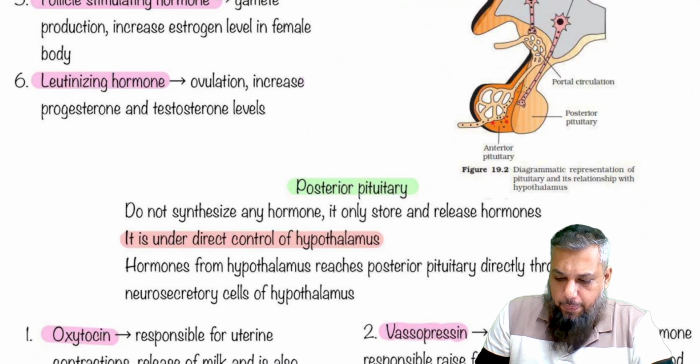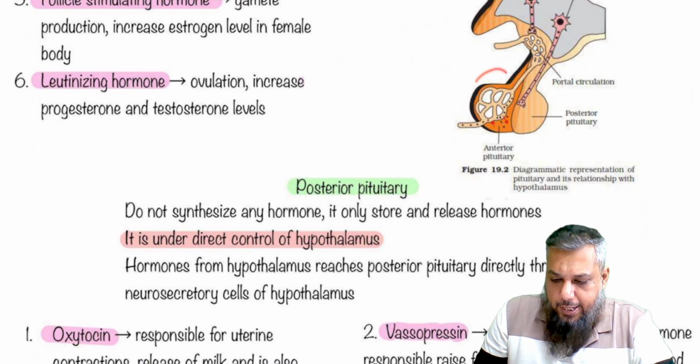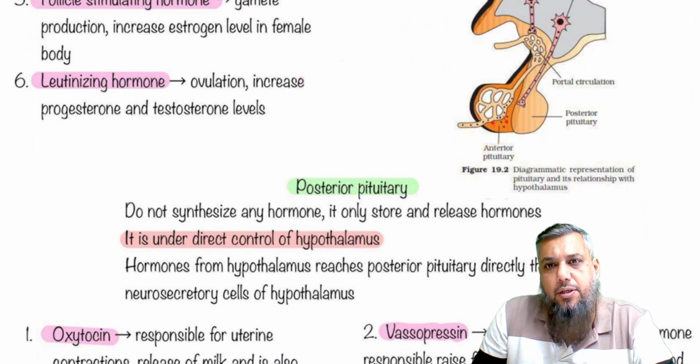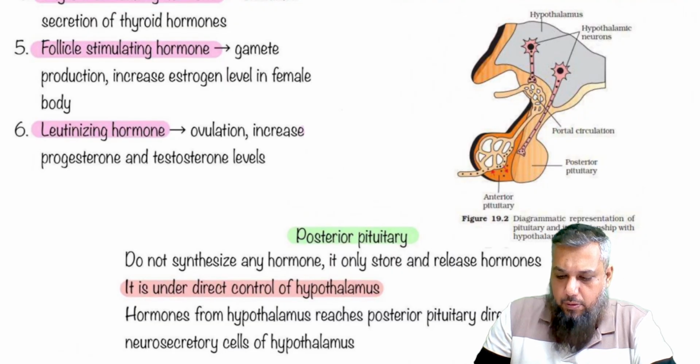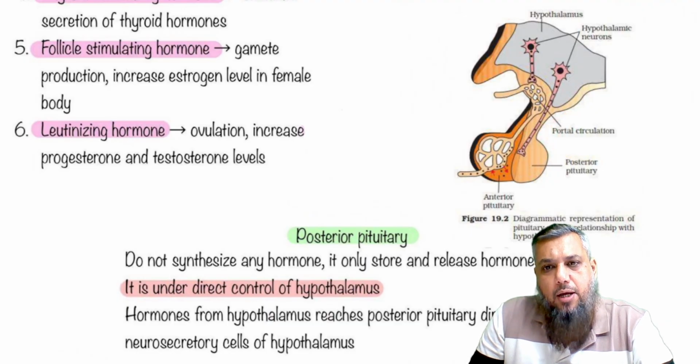So this highlighted part over here is the anterior pituitary. This is the portal circulation, the hypothalamo-hypophyseal portal vein. These are the neuroendocrine cells of the hypothalamus. They secrete the releasing and the inhibitory hormones, which act on the anterior pituitary, and the anterior pituitary then secretes the hormones we spoke about.